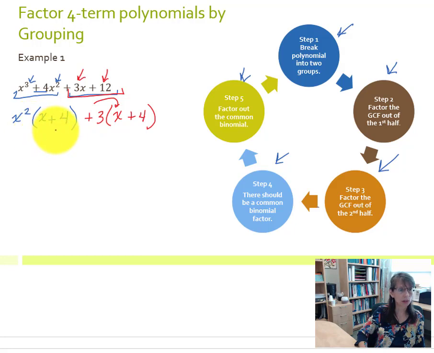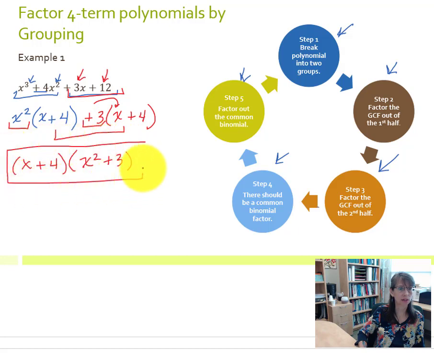Now, do you notice that in these quantities, we have an exact amount? So do you notice in these quantities, they are exactly the same? That is your common factor of x plus 4. So to get the other factor, you are joining x squared with positive 3. And this is the completely factored answer.